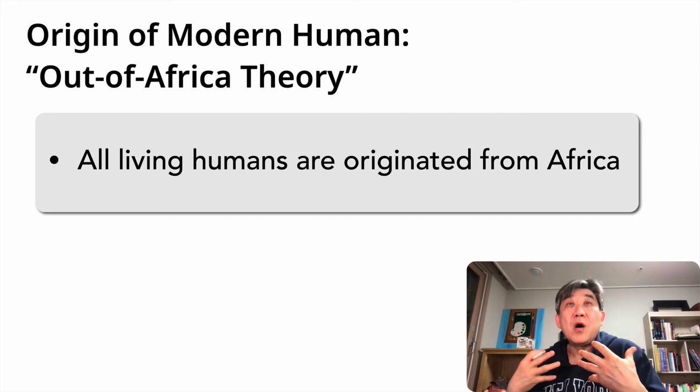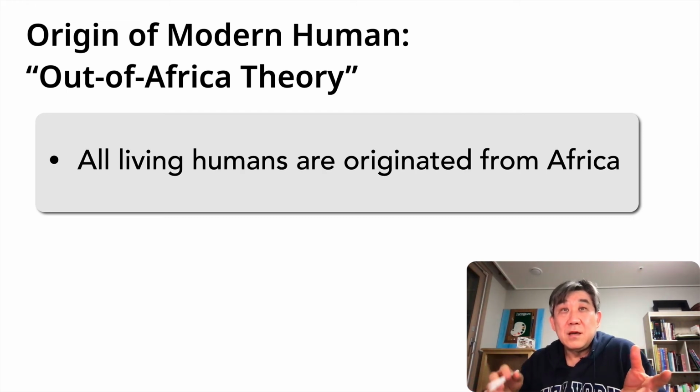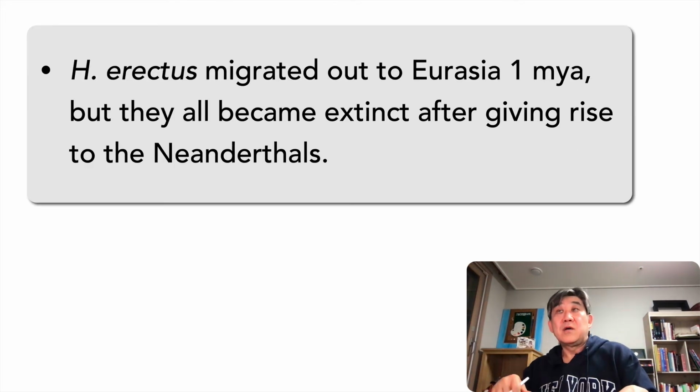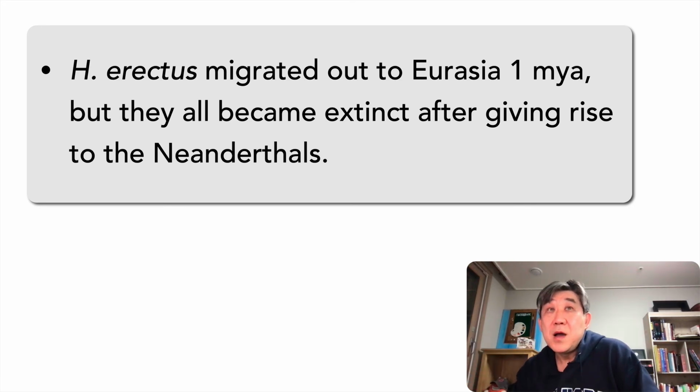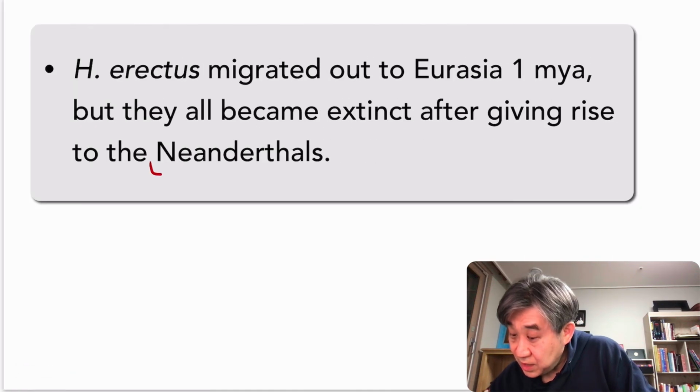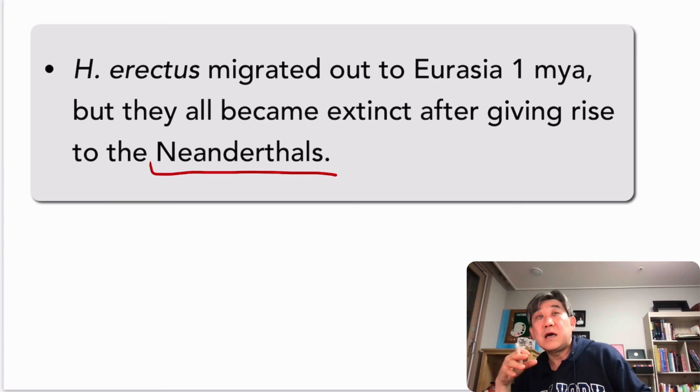Our modern humans, or living humans, are believed to have originated from Africa. According to this theory, initially the earlier ancestor form of human, Homo erectus, migrated out of Africa to Europe and Asia, but they failed, leaving only the evolution of the Neanderthals. These are rather a direct descendant of the original Homo erectus that came from Africa.